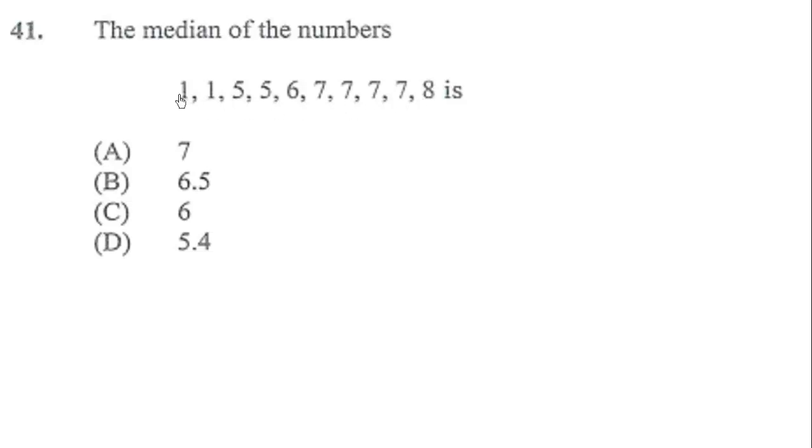So let's cross out 1, 2, 3, 4. So this will be part, and 1, 2, 3, 4. This will also be part. So then we'll find the average of these 2 numbers. That will give us the median. So median will be equal to 6 plus 7 over 2, and that will be 13 over 2, which is the same as 6.5.